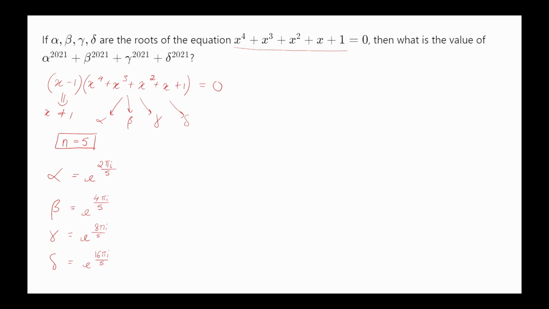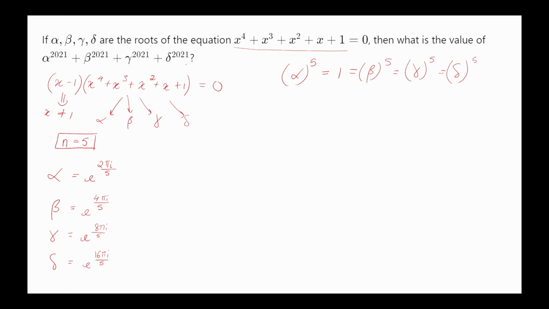So one thing that we already know from here is that whenever I take my root to the power 5, it is always going to be 1, because it is a fifth root equation, right? So alpha to the power 5 would be 1. Similarly for all other roots as well, beta to the power 5 would also be 1 only. This would be equal to gamma to the power 5, and this would be equal to delta to the power 5. I can make this out from here.